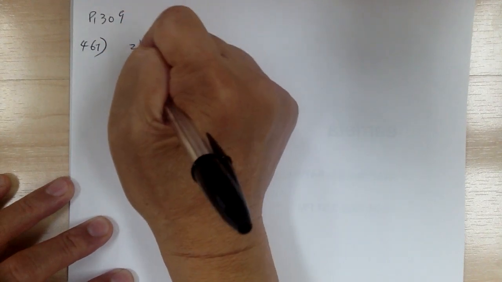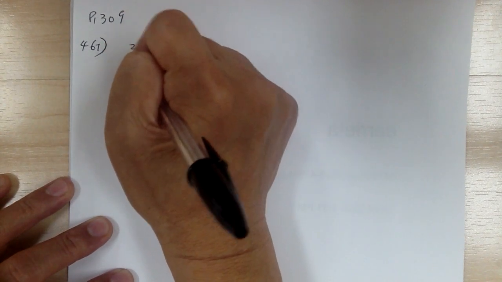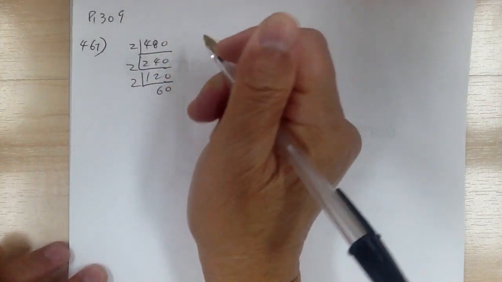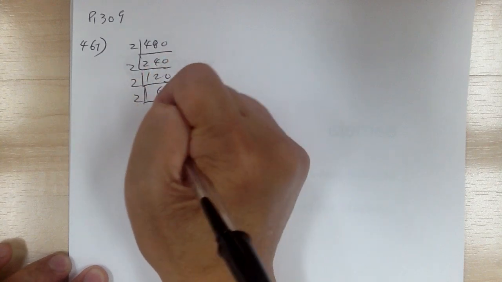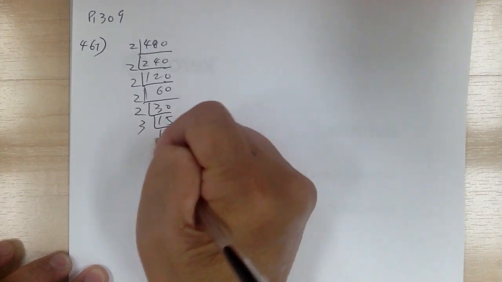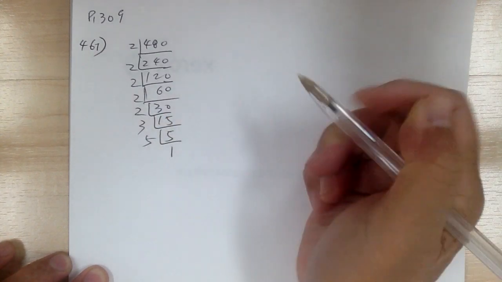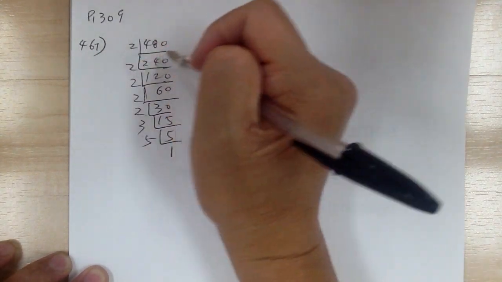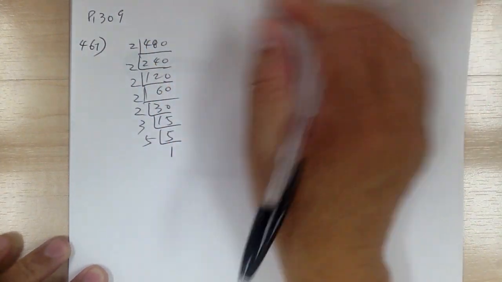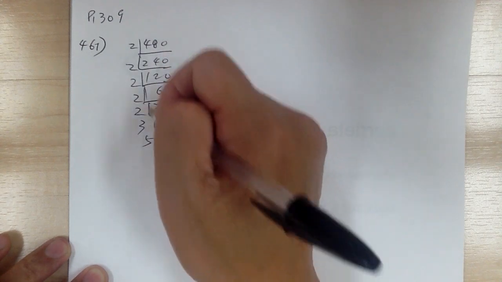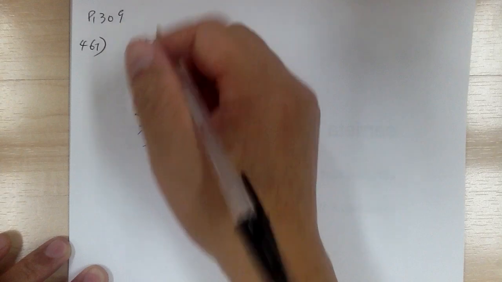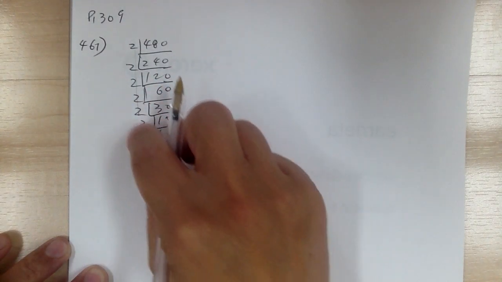So break it down: 2, 240, 2, 120, 2, 60, 2, 30, 2, 15, and try 3, 5, and I'm going to divide by 5 again to get 1. So all the factors are made out of a combination of these factors. Now, in order to be odd, you cannot use any of the 2's, because as soon as you involve the 2, it becomes even. So you can only use combinations of 1, 3, 5.